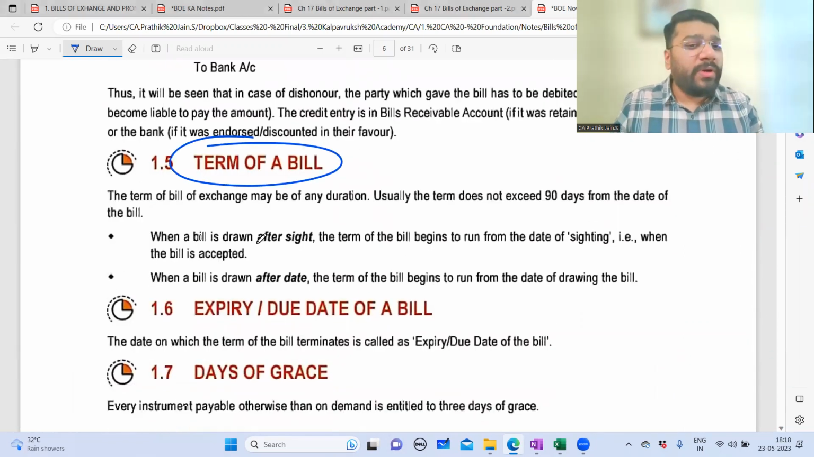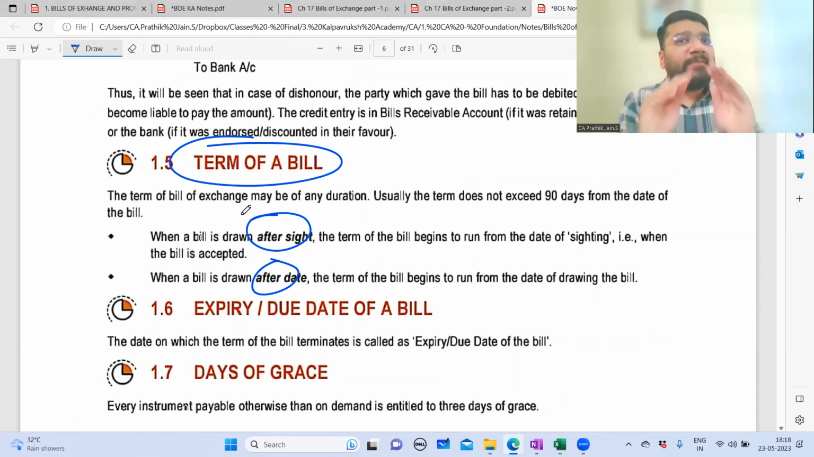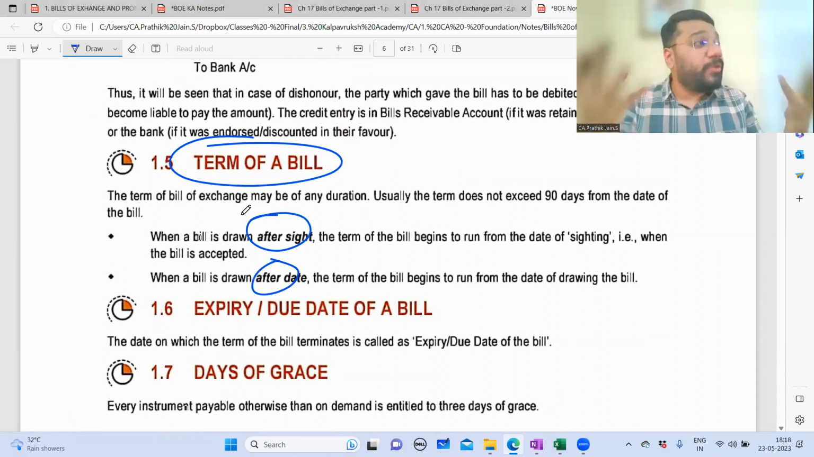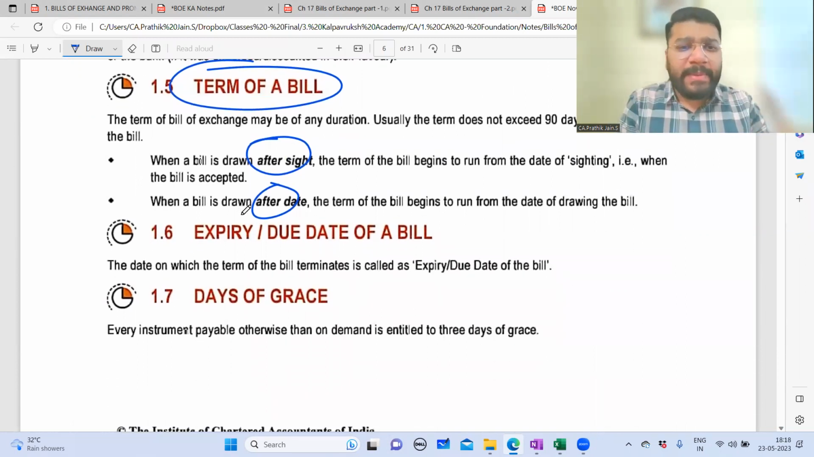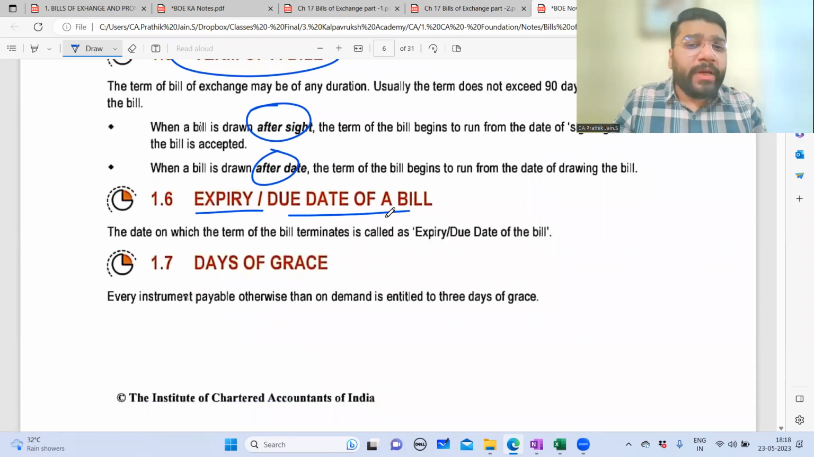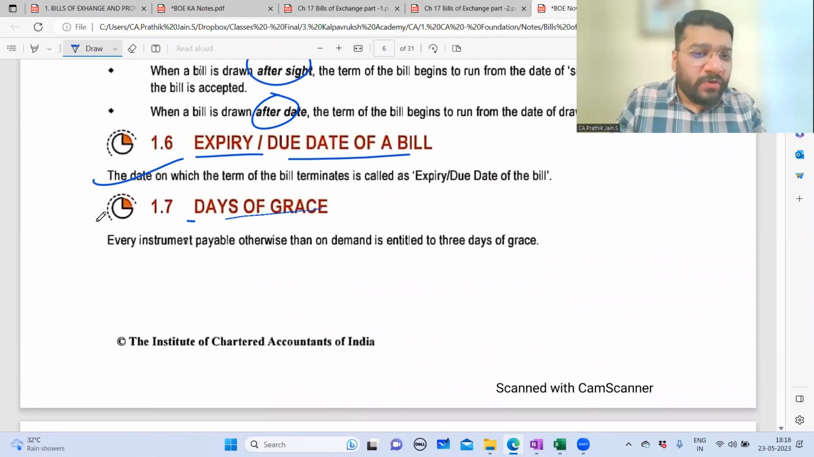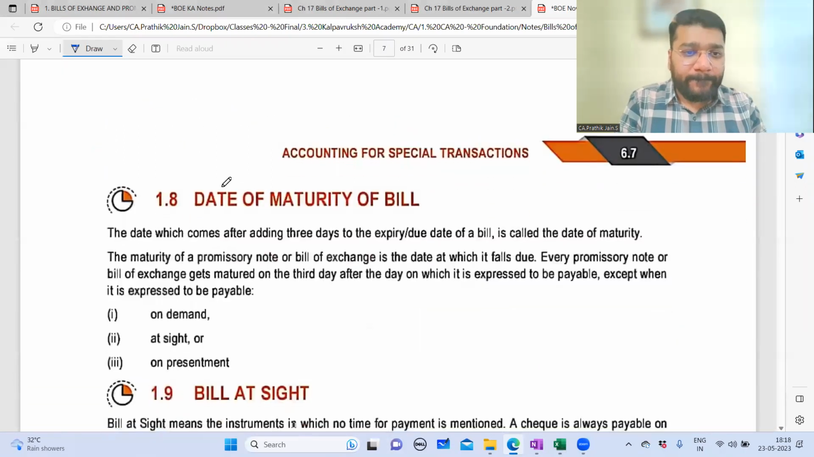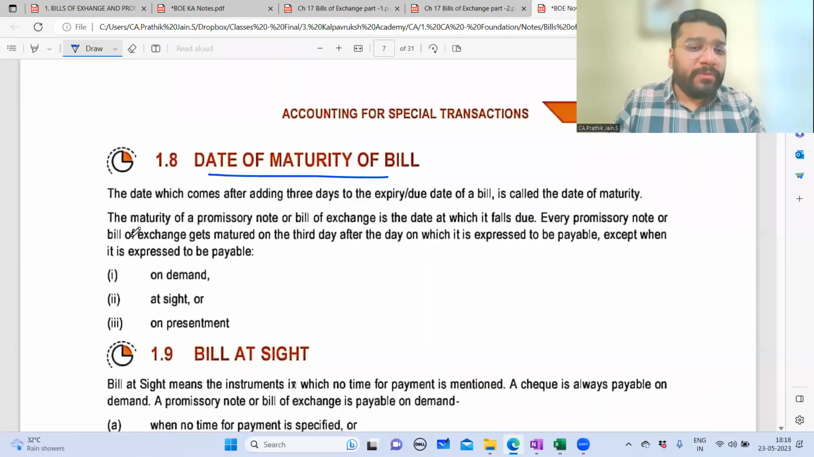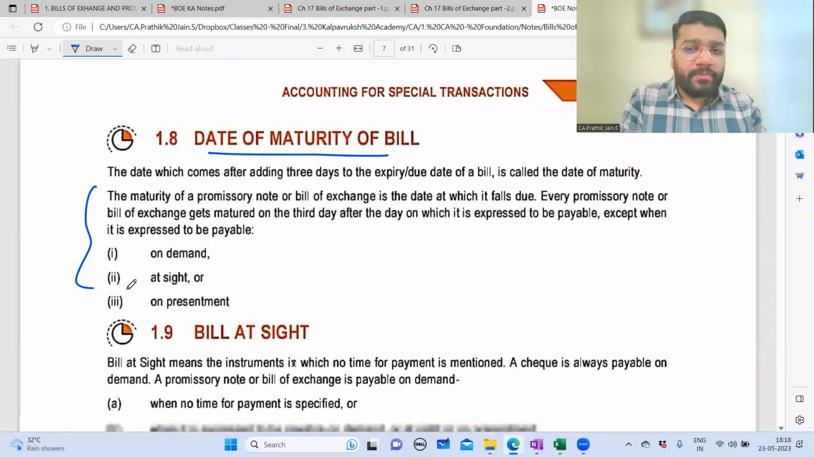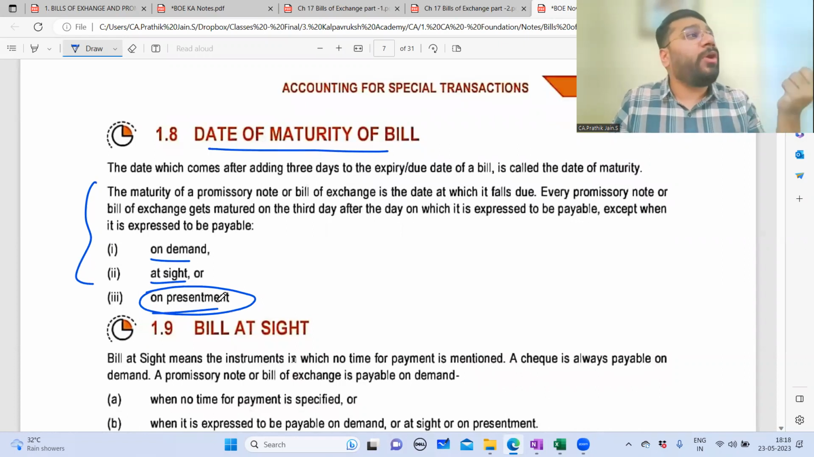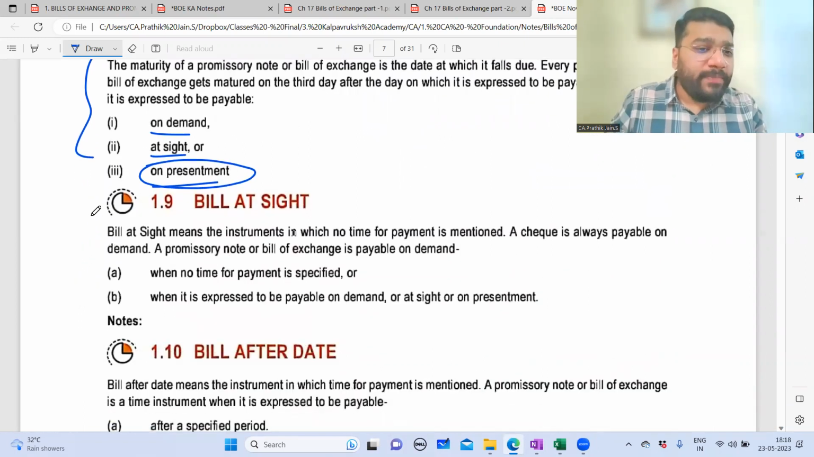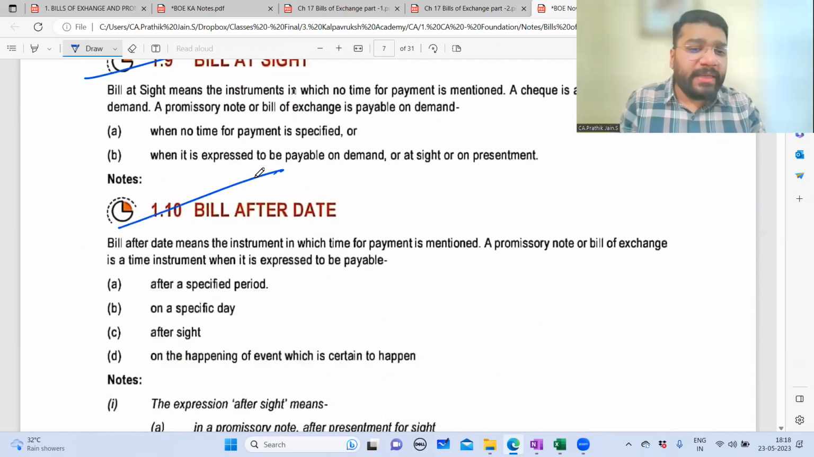Term of bill, guys, we discussed, no, after date, after sight, that is all been given here. So I've given in a tabular column in a chart format, which is very easy to revise during the exam. So I've done the small part of working notes for you, so that will be easy for you. What is the expiry and due date of the bill? Theoretically, it has been given. What is the days of grace has been given? How do you calculate the maturity of the bill? That has been given. So here is what I've come across, this word on presentment. So in case of on demand, at sight and presentment, the grace days need not be added. That's what has been mentioned here. Then what is bill at sight has been given here. What is bill after date has been given here.